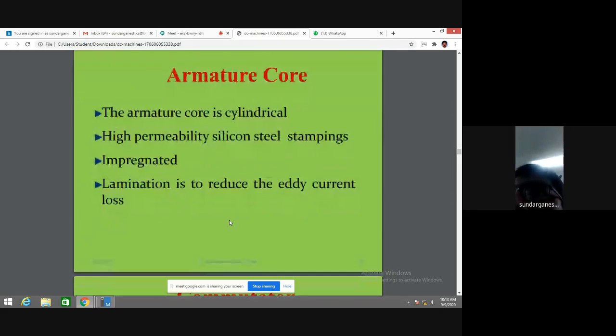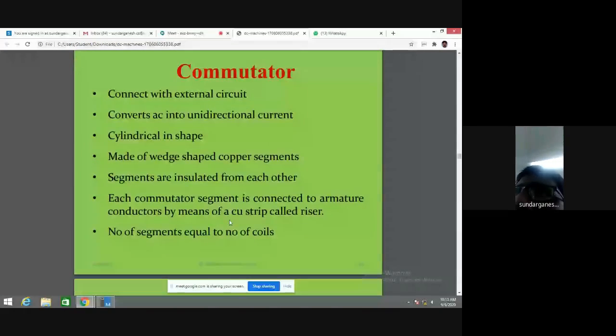Another part is the commutator. It is used for connecting the DC machine with the external circuit. It converts the AC into DC. Unidirectional, one direction, means DC, in a generator. It is also a cylindrical shape. We have seen that it is made up of small copper segments. These segments are insulated from one another. Each is connected to the armature conductors by a copper strip called a riser. The number of segments in the commutator is equal to the number of coils in the armature. So this is about commutators.